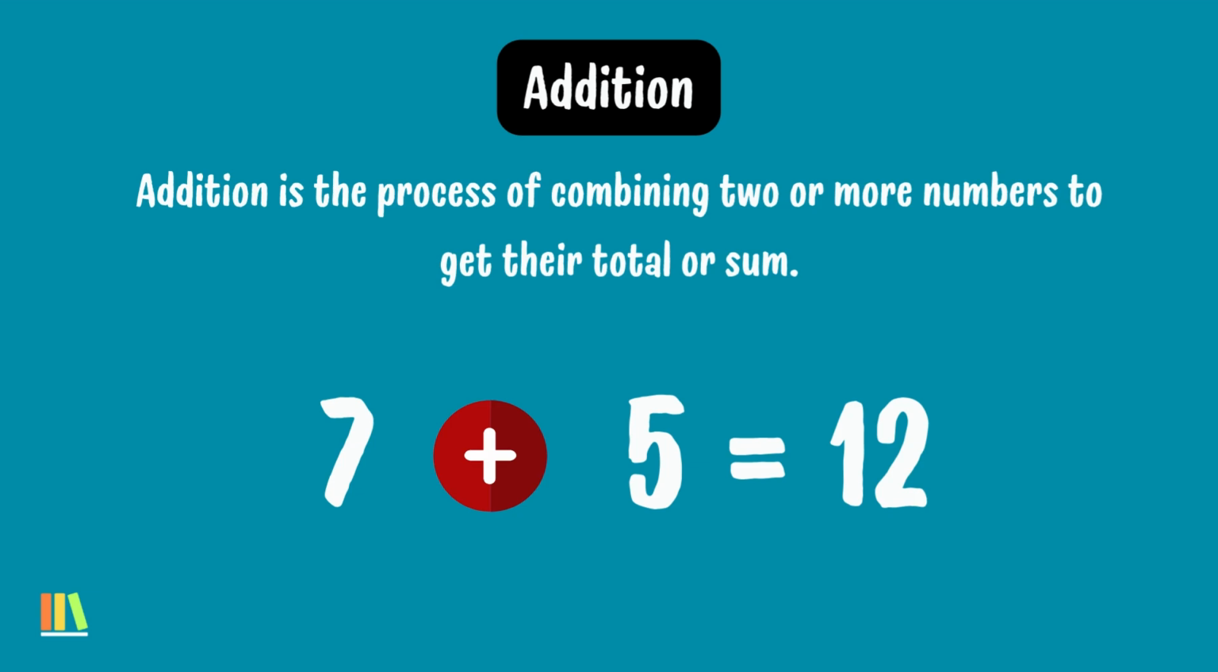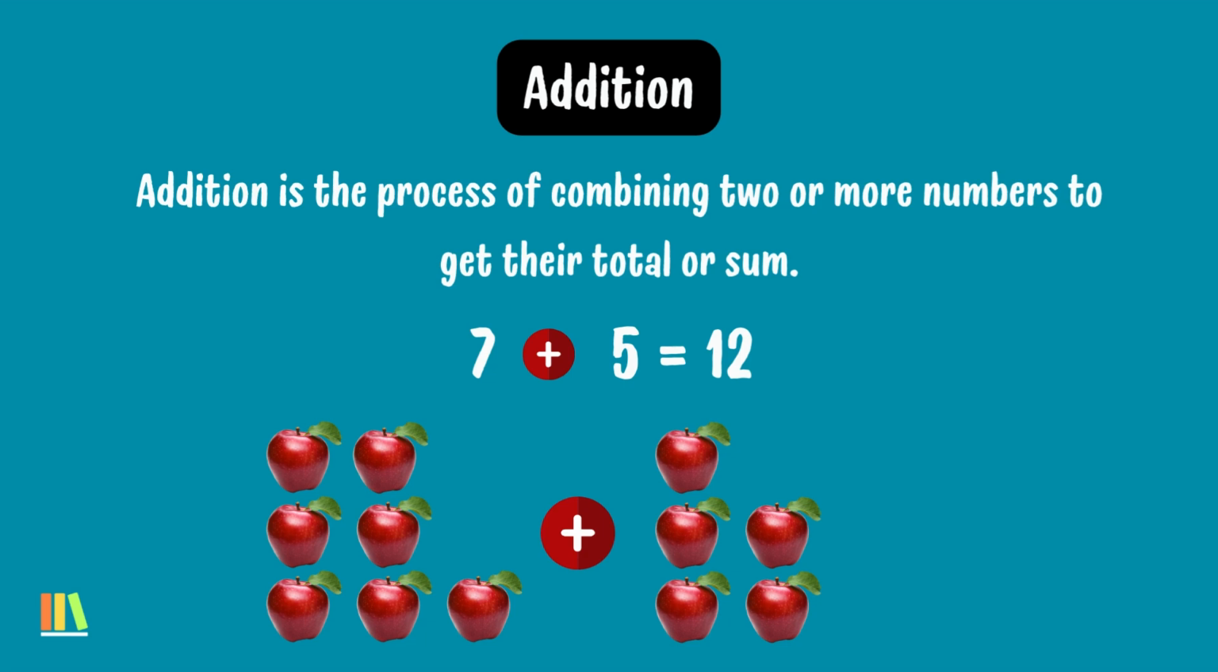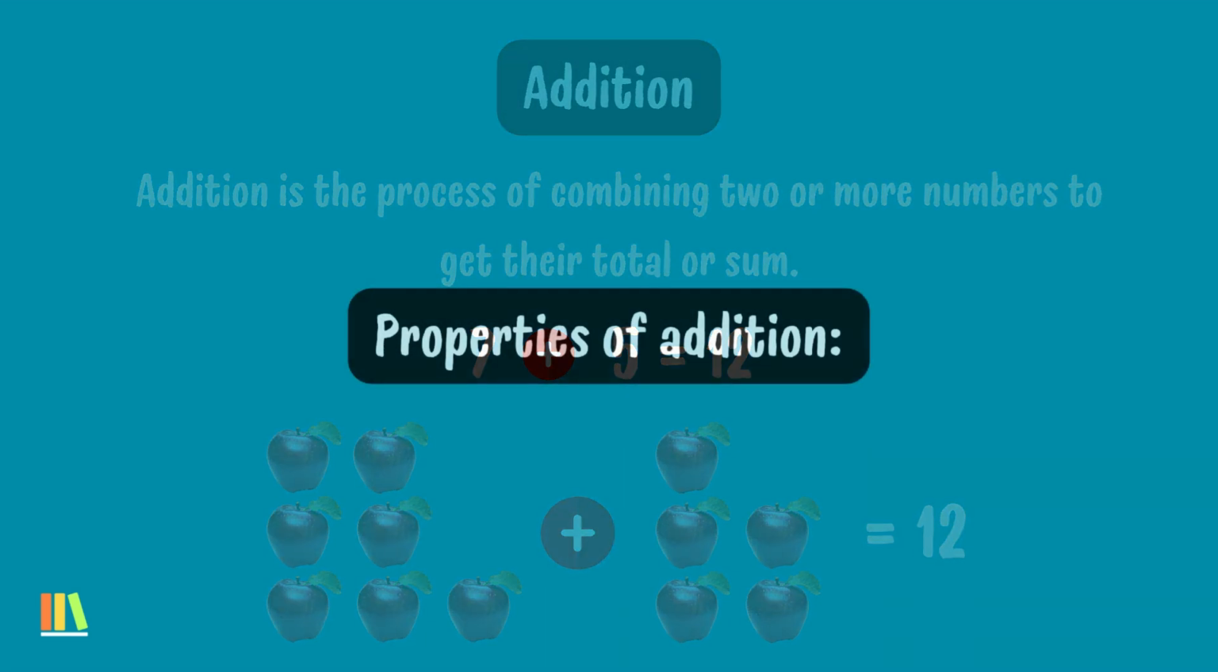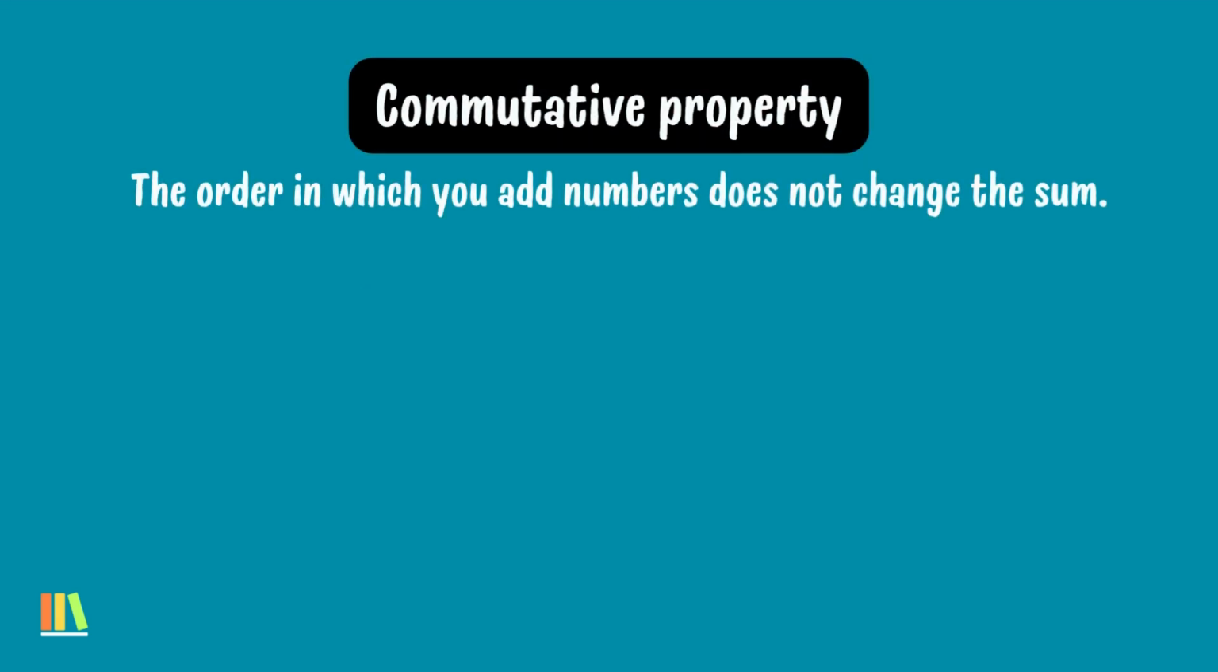7 plus 5 totals 12. Meaning when you add 7 and 5, you combine the 2 numbers to get a total of 12. With that being said, there are different properties of addition. The first one being commutative property, meaning the order in which you add numbers does not change the sum.